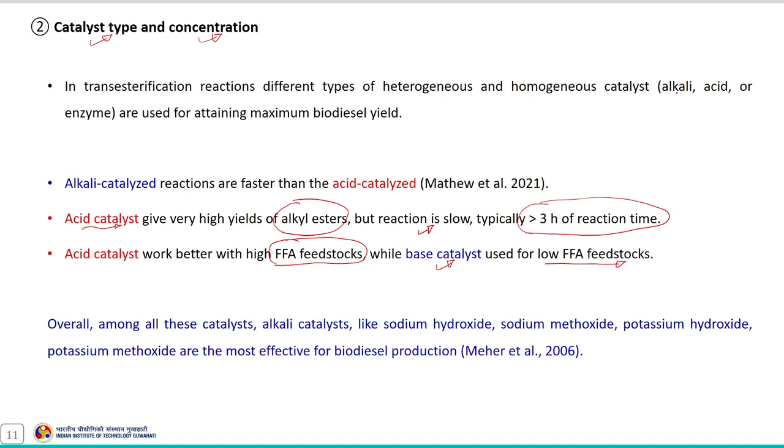So among all these catalysts, alkali catalysts like sodium hydroxide, sodium methoxide, potassium hydroxide or potassium methoxide are the most effective catalysts for biodiesel production.